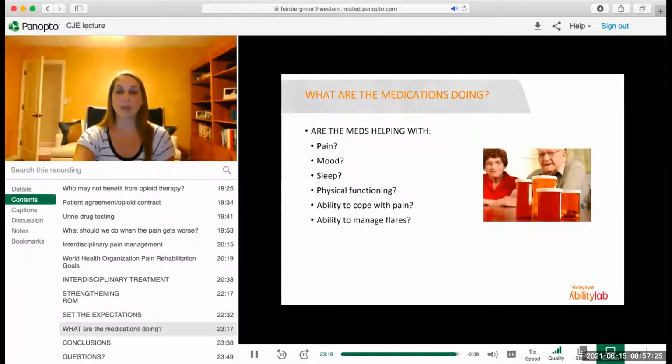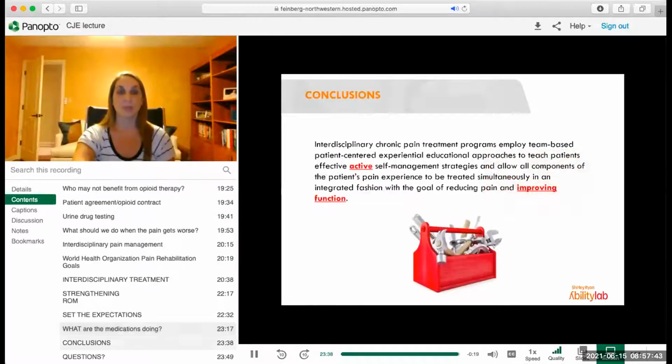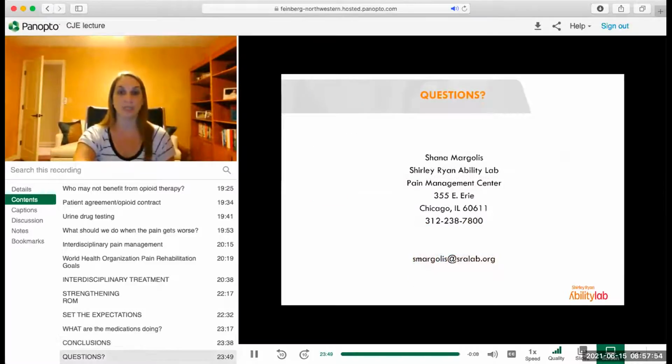A lot of what we think about the medications are part of that program. Some patients don't want to be on medicine, but a lot of patients are. So again, we look at, is it helping their pain? Is it helping their mood, their sleep? Is it helping them function better, helping them cope with the pain, manage their flares? We really want to make sure that if we have a patient on medications, it's really doing something. So again, interdisciplinary pain treatment, it's a team-based approach, active management of the pain to really work on reducing pain and improving function. Questions?